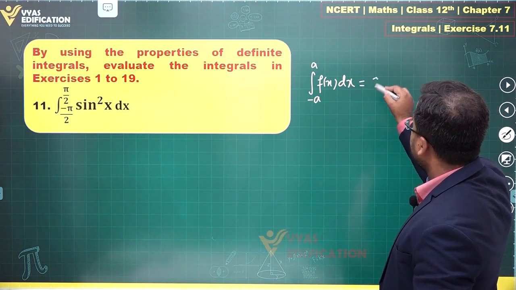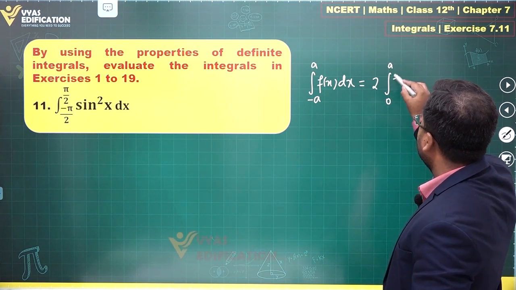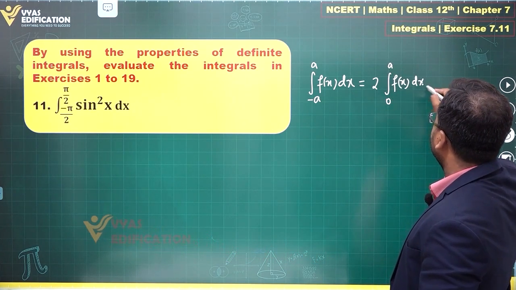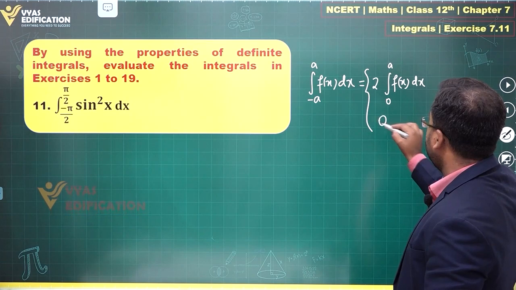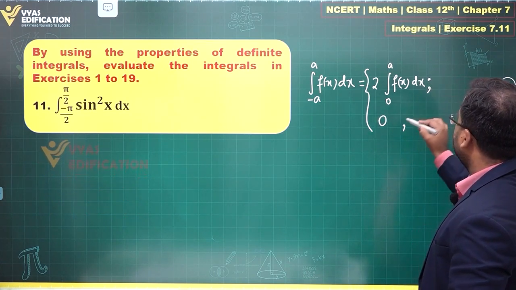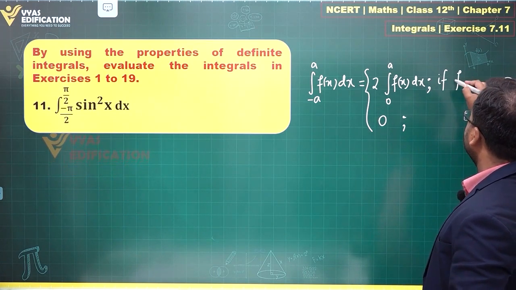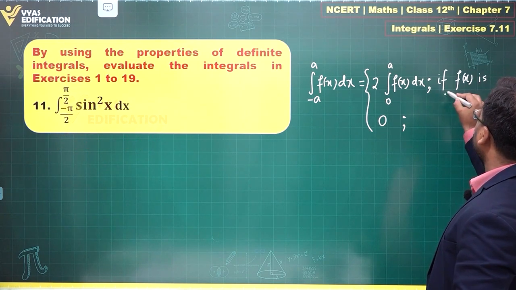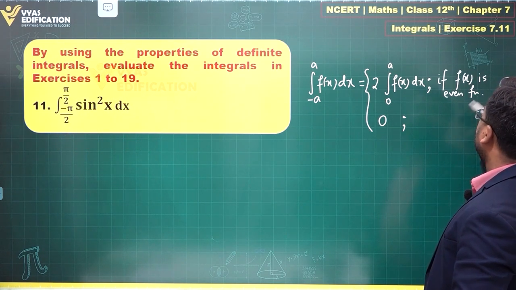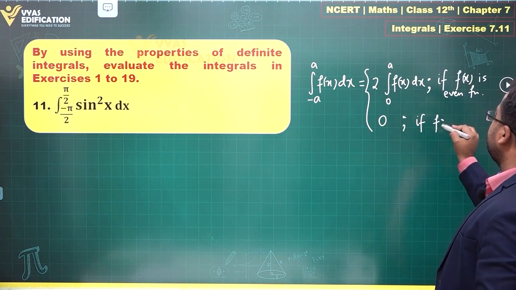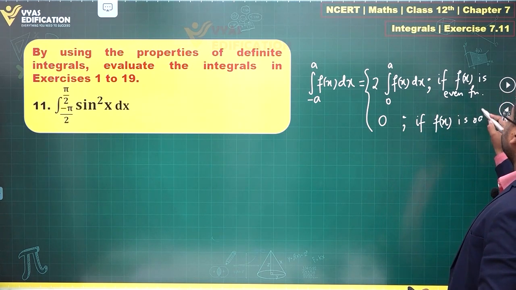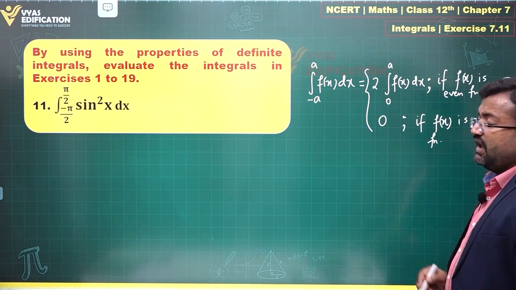So this will be either equal to 2 times integral 0 to a f(x) dx, or this will be equal to 0. This happens if f(x) is an even function, and this happens if f(x) is an odd function. And why does this happen?